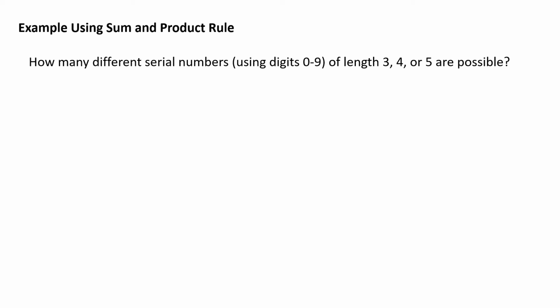So now how are we going to use the sum rule in the case of these types of questions that I've been asking? Well, let's look at this question. How many different serial numbers, using digits 0 through 9, of length 3, 4, or 5 are possible? We used that generalized product rule to answer questions like this if we were given a certain length, like length 3, we could answer that, or length 4, or 5. But what if we want the number where it could be either length 3, 4, or 5? How many different serial numbers would we have?